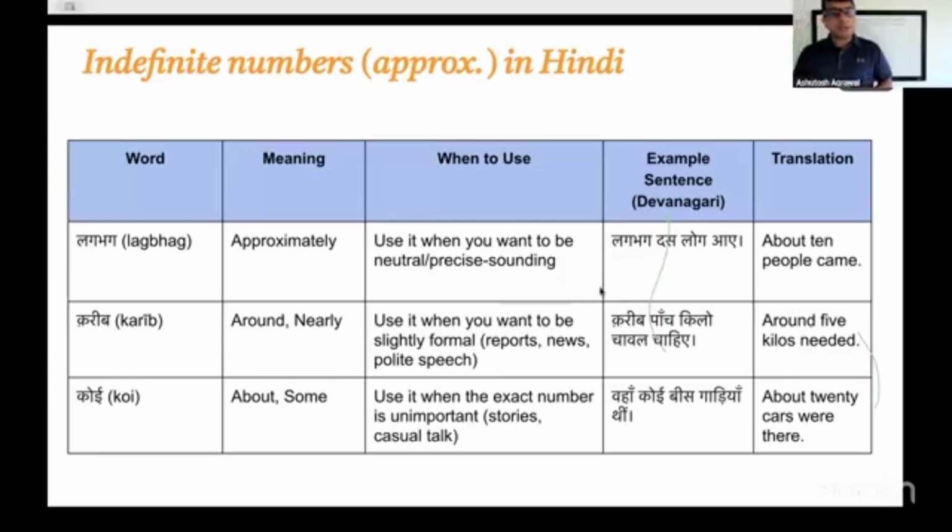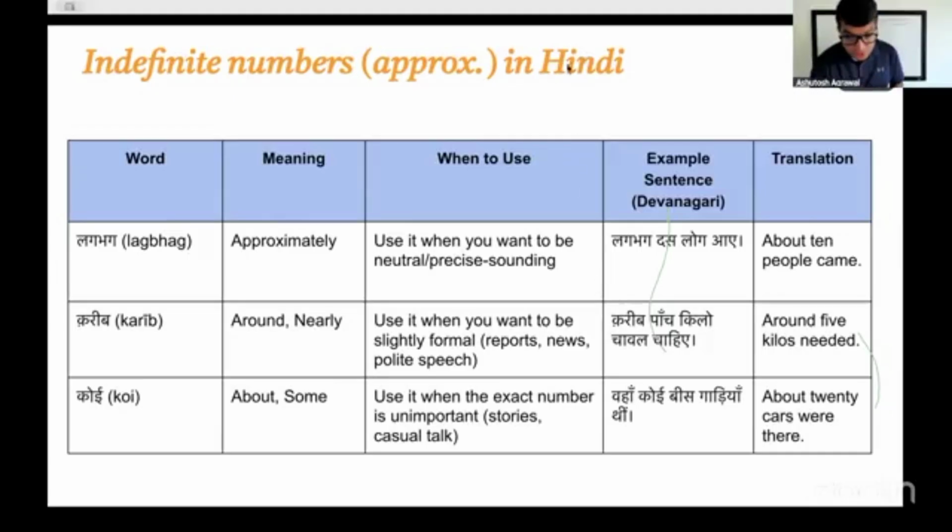There are many ways to say it, but the most common ones are using lagbhag. Repeat after me, the word lagbhag, which means approximately, right? We also use a word called kareeb, okay, kareeb, and the third one is koi.